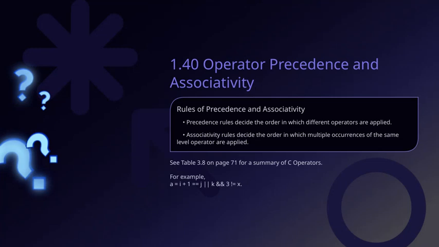Let's talk about operator precedence and associativity. These are crucial rules that determine how expressions are evaluated in programming. First, precedence rules decide the order in which different types of operators are applied. So, for example, multiplication happens before addition. Then, associativity rules come into play when we have multiple operators of the same precedence level. They tell us whether to evaluate from left to right or right to left.